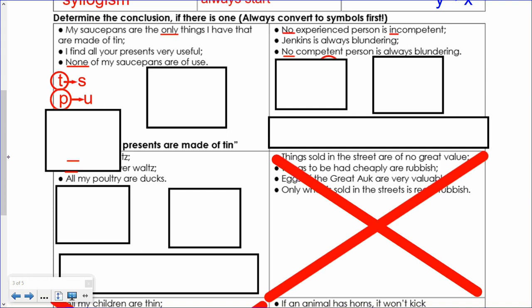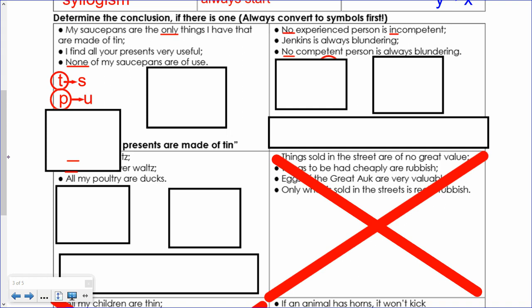Then the last, we talked about this on day 1. If the word none shows up, do you guys remember what you do? It says none of my saucepans are of use. It is a negation, but what happens when you write the order of the conditional? It goes at the end. Remember we talked about it on day 1. If you see the word no or none at the front, this idea goes at the end.